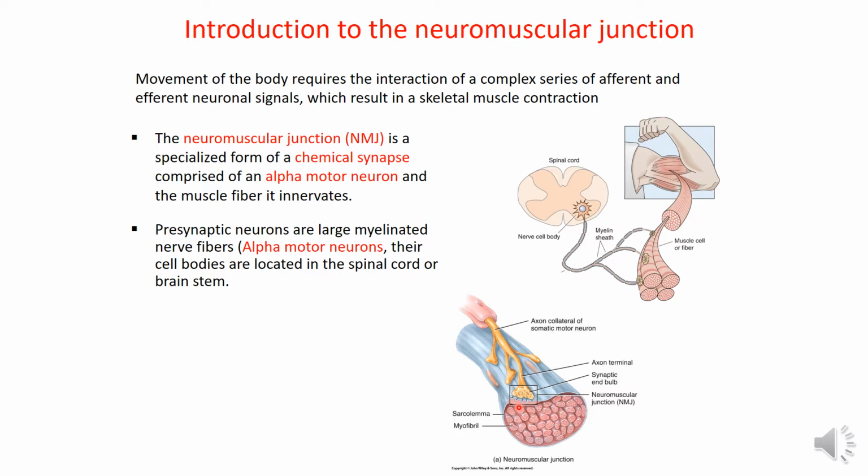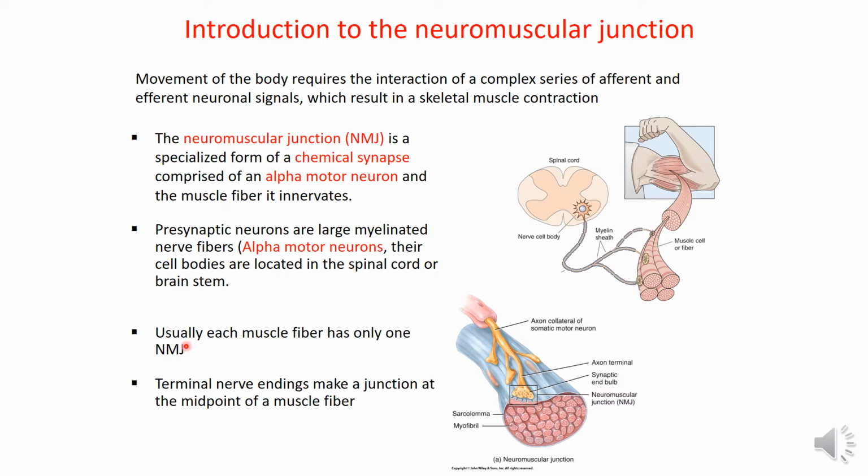The presynaptic neurons are large myelinated nerve fibers of the A-alpha motor neurons. Their cell bodies are located in the spinal cord in somatic nerves, or in the brainstem for cranial nerves. Usually, each muscle fiber has only one neuromuscular junction. The terminal nerve endings make a junction at the midpoint of the muscle fiber.